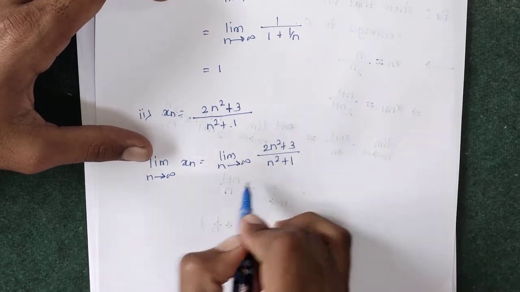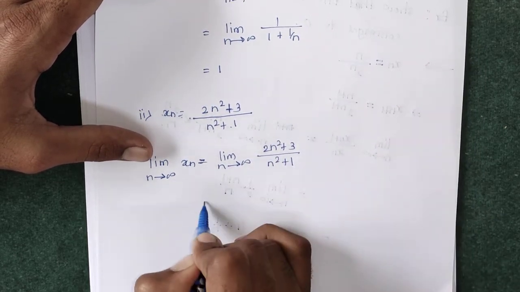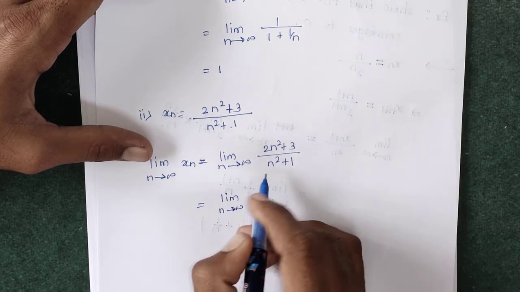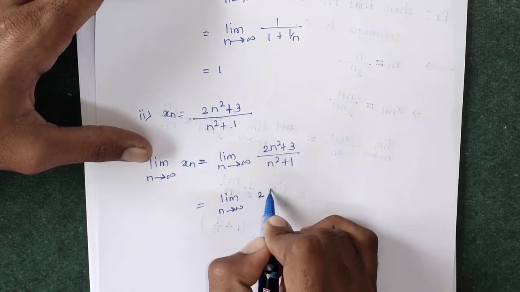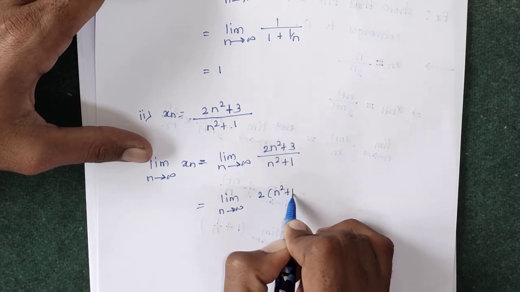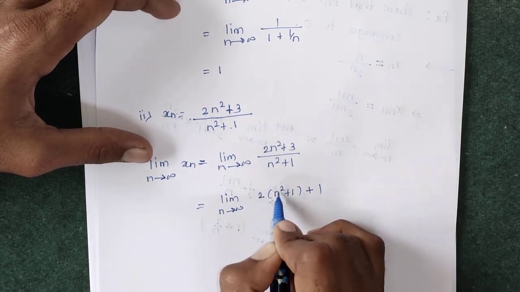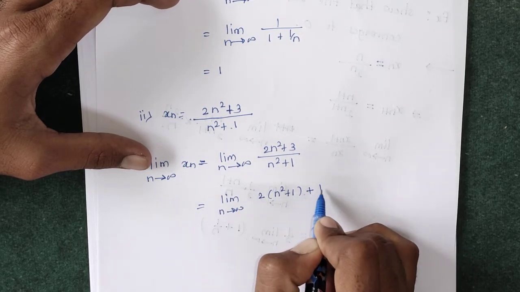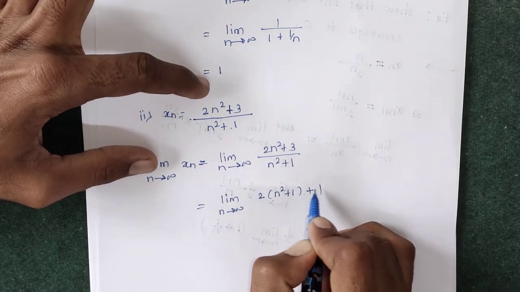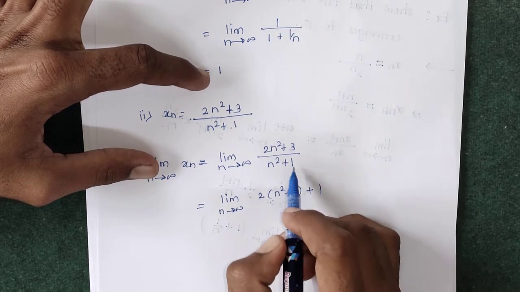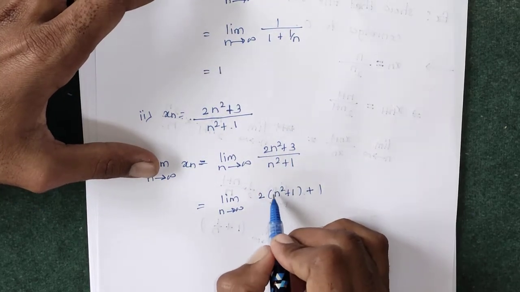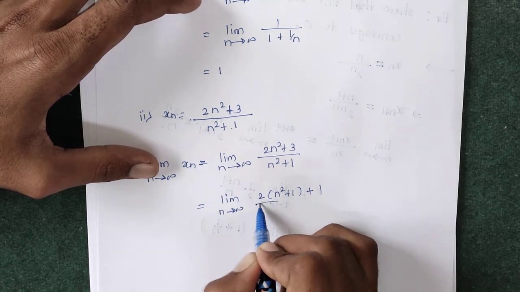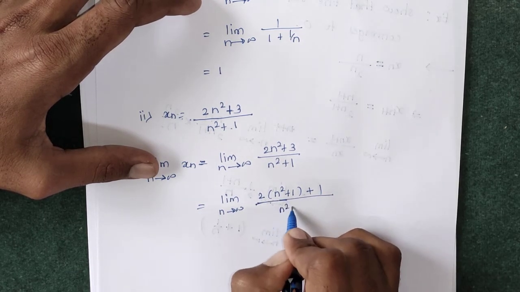Now we can just rearrange this as the limit as n tends to infinity of 2 times n square plus 1, plus 1. 2 times n square plus 1 means 2n square plus 2, plus 1 is plus 3, so 2n square plus 3. We can arrange 2n square plus 3 as 2 times n square plus 1 plus 1, divided by n square plus 1 as it is.